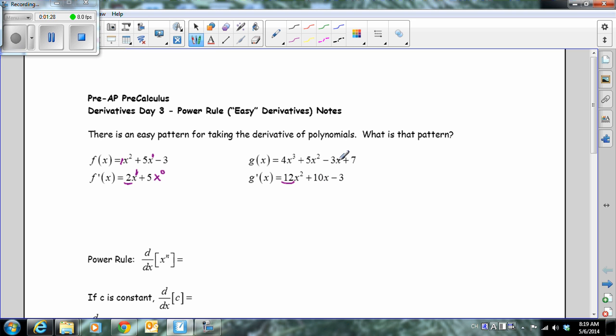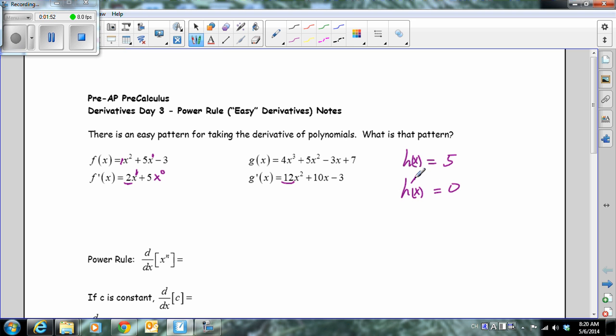The negative 3x, the power 1 will move to the front, multiply by negative 3 to give us negative 3. The x would be dropped completely because it gets to the power of 0. Now, the derivative of a constant is nothing. So if I say, let's say h of x is equal to 5, h prime of x is equal to 0.